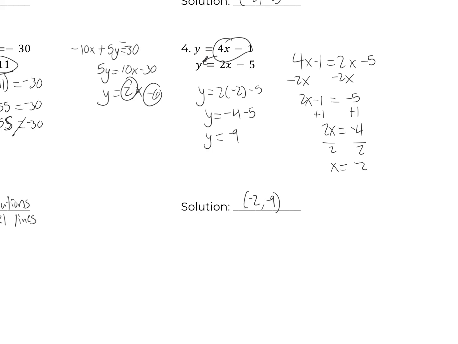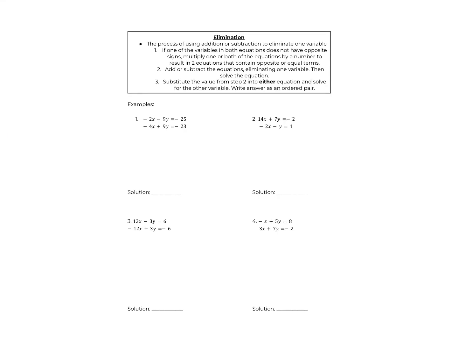All right. So now, to the second method. A lot of fun. This was actually my favorite thing to do in Algebra 2, and that is elimination. Elimination is the process of using addition or subtraction to eliminate one of the variables. So if the variables in both equations do not have opposite signs, you're going to multiply one or both of the equations by a number to result in two equations that contain opposite or equal terms. And then we're going to add or subtract the equations, eliminating one variable, and then solve the equation. And then lastly, we're going to substitute that value from step 2 into either equation and solve for the other variable. And then we'll write our answer as an ordered pair.